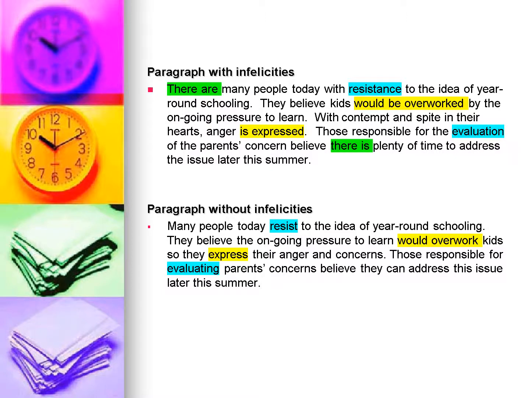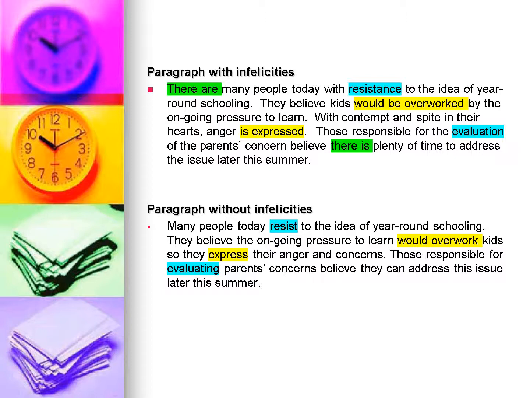So see how I flipped the "would be overworked," and then the "by," telling us what's doing the overworking, I flipped that. So ongoing pressure to learn is the subject now. They believe the ongoing pressure to learn would overwork kids. And then I just tried to combine that sentence with the next one. And I just said, so they express their anger and concerns. I altered the wording a little bit to try to make it a little bit clearer. So eliminating that other passive, "anger is expressed." So I say, so they express, I put the subject first, they express their anger and concerns.